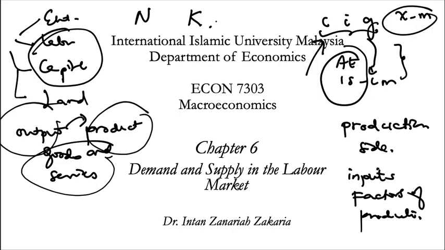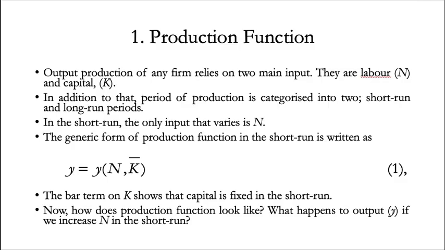We must understand that there are short run and also long run production. In the short run, only labor can vary but not capital. So capital is constant. That's why you can see the bar here. It means constant. But in the long run, both capital and labor can change. So we talk about the production function first, then we go into detail about demand and supply in the labor market. So we have N here as labor, K here as capital, and we have short run and long run periods.